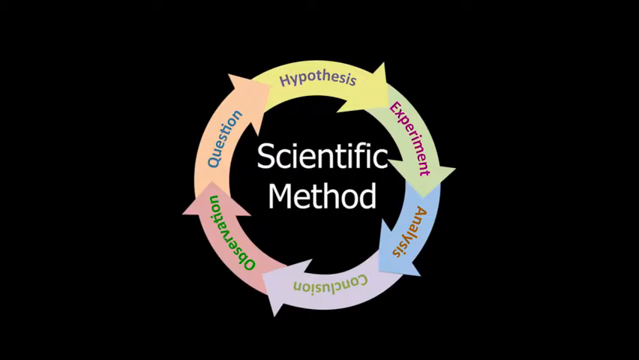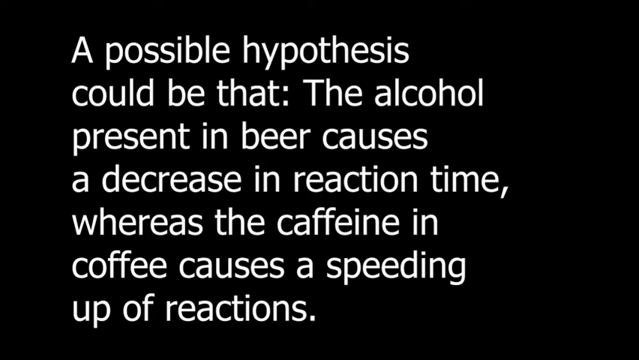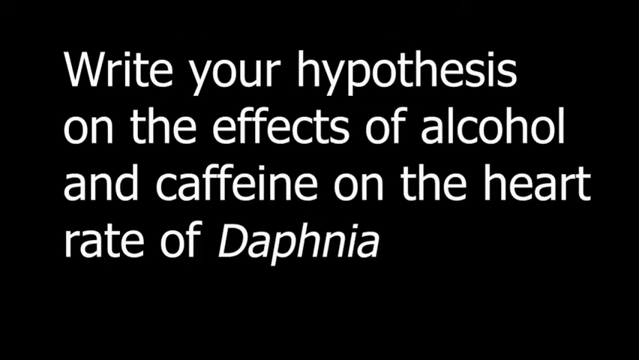Hypothesis. The next step in the scientific method is to make an educated guess, more formally called a hypothesis, based on your observations. A possible hypothesis could be that alcohol present in beer can cause a decrease in reaction time, while the caffeine in coffee causes a speeding up of reactions. Take a moment and write your hypothesis about the effect of alcohol and caffeine on the heart rate of Daphnia.